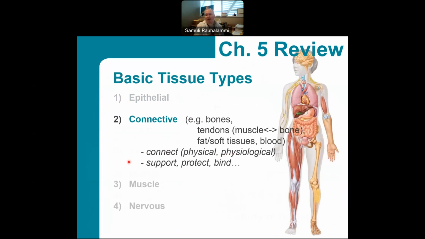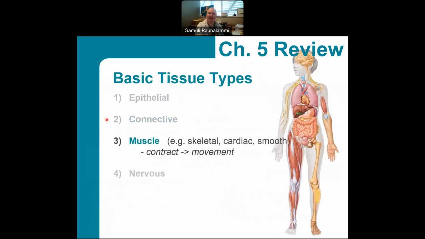So collectively, if we are again talking about what connective tissues do, they support body structures, they protect body structures, and they bind body structures together. Connective tissues are an incredibly varied group, so there's a lot that we can go into there, but I think that at this high-level review, that's sufficient for us.